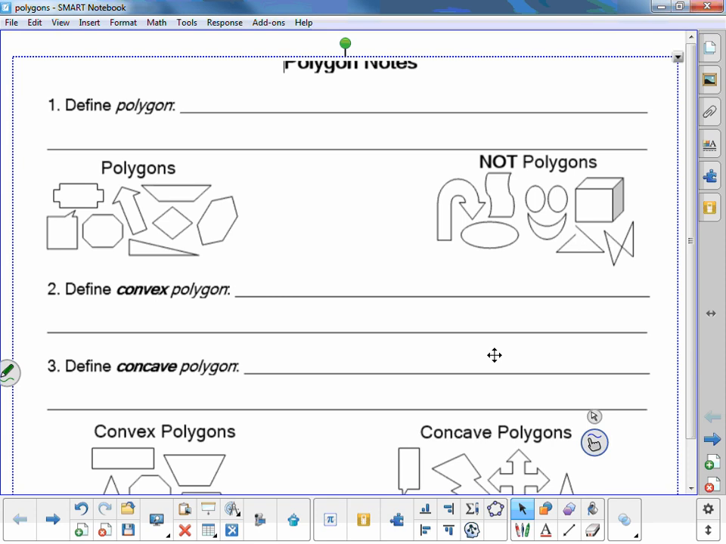A polygon is a shape with many sides. Right? Hence the word poly. Now there are two types of polygons. There are convex and concave. Okay? Now, look at the bottom.